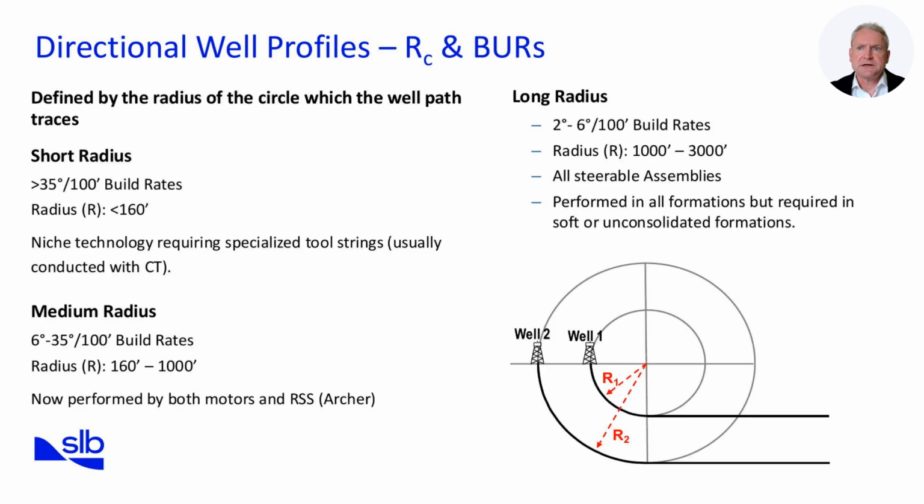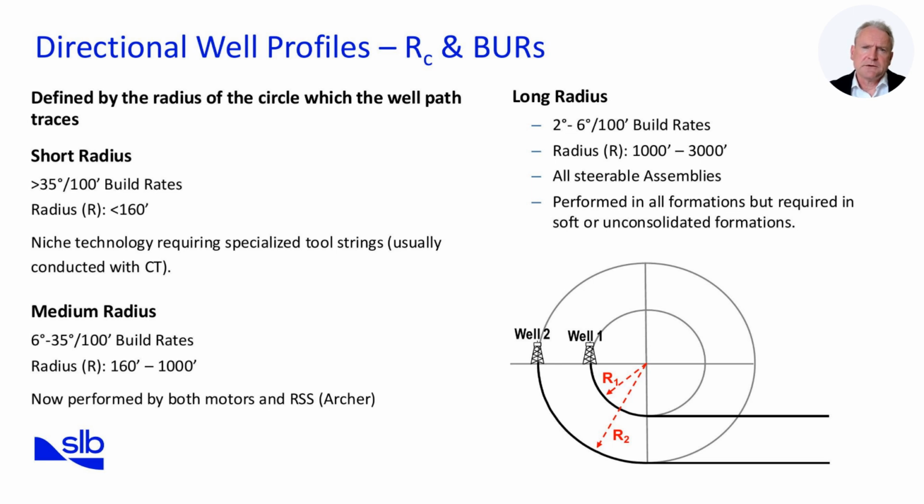Let's start with definitions and refer to the diagram at the bottom right of the slide. RC, or radius of curvature, is defined by the radius of the arc that the wellbore follows during deviation. In simpler terms, it is the size of the circle that the curved section of the well would complete if continued indefinitely. The tighter the curve, the smaller the radius of curvature.